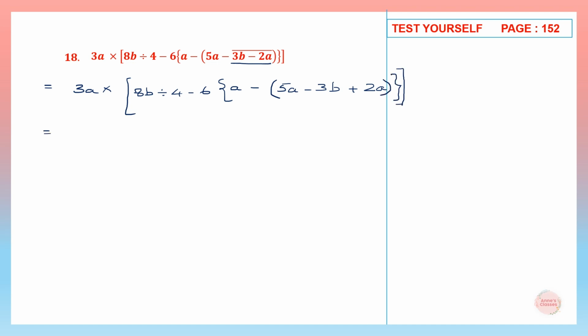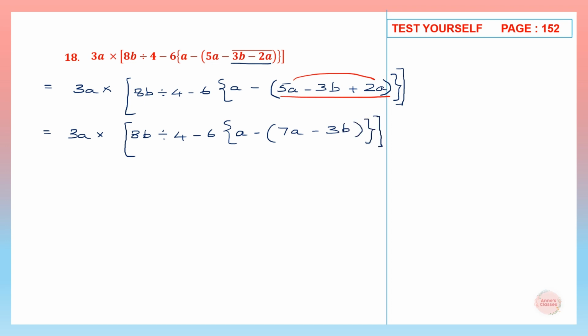Now, what are the brackets we have? We have the square bracket, the curly bracket, and the parenthesis, which we are going to remove. So here, when you remove the brackets, see whether you can work out something. We can work out these two, isn't it? 5a plus 2a is 7a. So let's write everything else as it is. So this remains as 3a into 8b divided by 4 minus 6, and then we have curly brackets a minus, now in brackets we have 5a plus 2a, which has now become 7a minus 3b, close brackets.